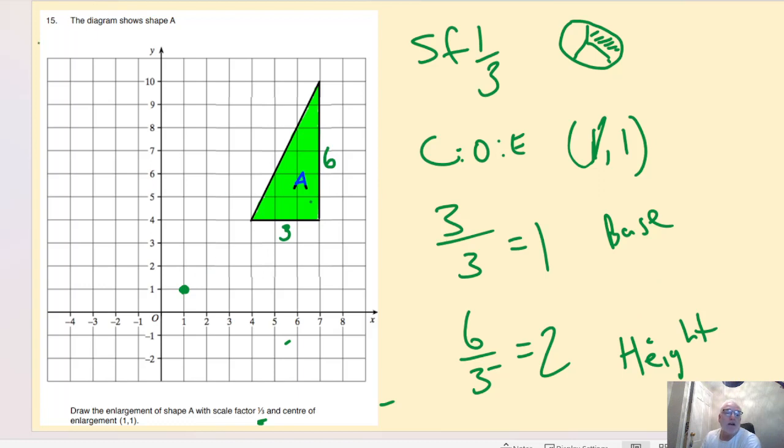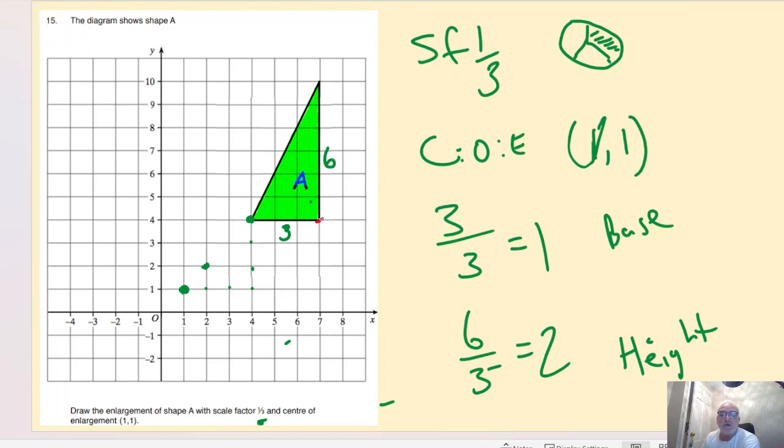Now let's pick a vertices to look at. Let's look at this bottom one just here. Okay, we know that's going to be from the center of enlargement, and we've gone 1, 2, 3, 1, 2, 3. Now remember, we've already done this calculation. 3 divided by 3 gives me 1. So I'm going to go 1 square along, 1 square up. That's where that corner, that vertex is going to go.